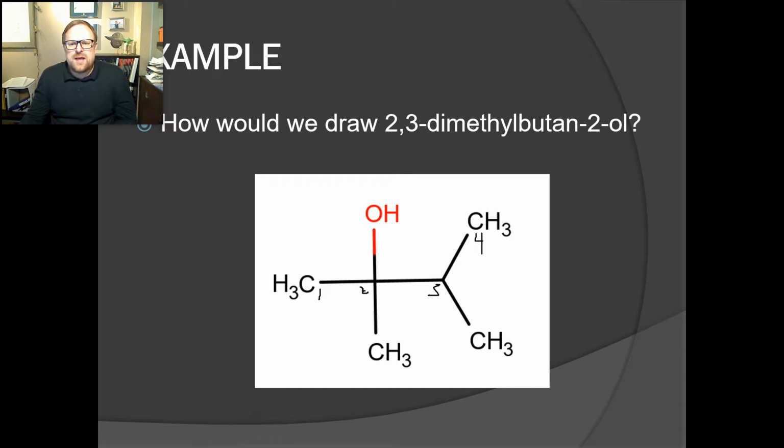And then we have a dimethyl going on. Well, where are those methyls coming off of? Carbon 2 and carbon 3. So we'll add a CH3. There's one of your methyls there, and there's your other methyl there. So we have one coming off of carbon 2 right here, and one coming off of carbon 3 right there. Okay, hope that makes sense for you.